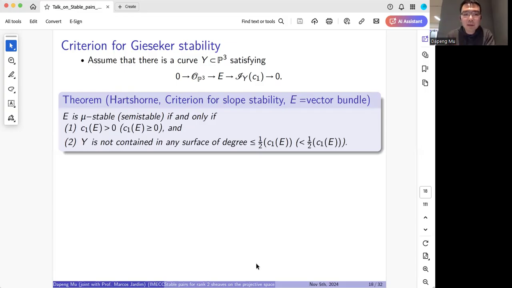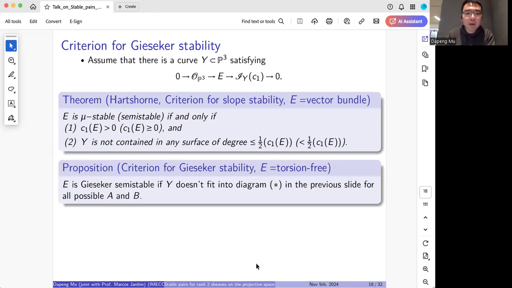The first one is a positive C1. The second one is that this curve cannot be contained in any surface of low degree. The sense of low or high is measured in terms of half of C1. So it cannot be contained in a surface of degree less than half of C1 of E. Using the wall crossing, we can generalize this criterion a bit, but I think we can only generalize it in one direction. And I will make a remark to say why the converse is not always true.